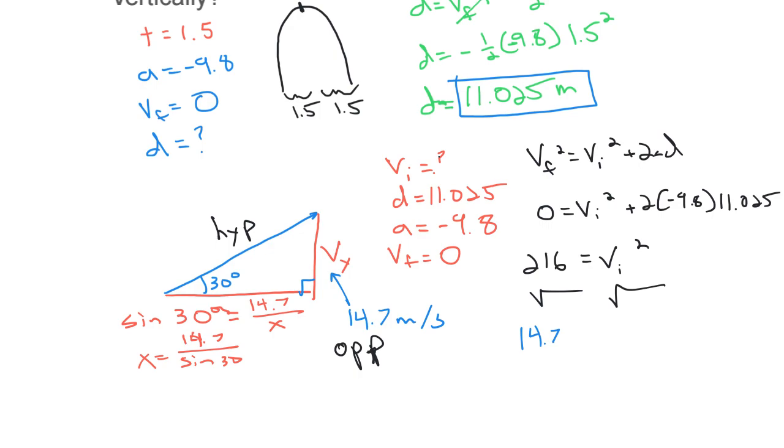So final answer, 29.4 meters per second, which is doable. I mean, that's like 70 miles per hour. You need a pretty good arm to throw that fast, but it is doable.